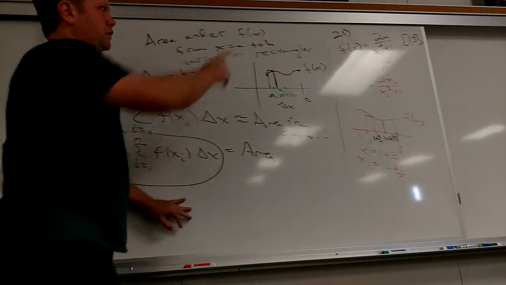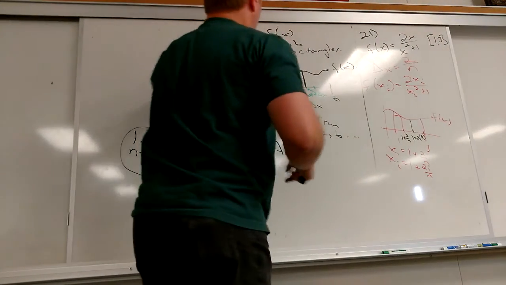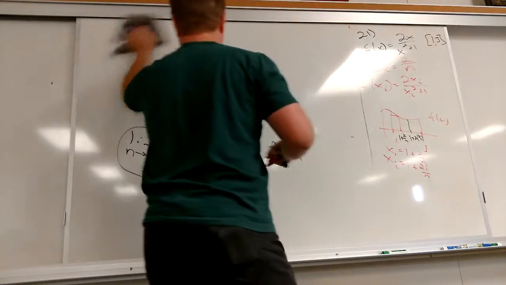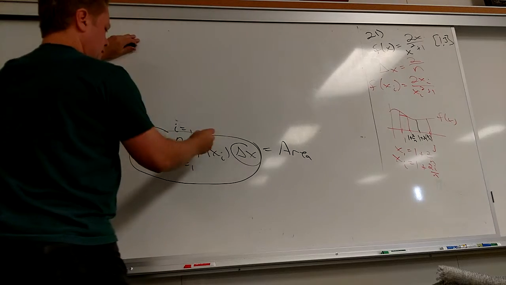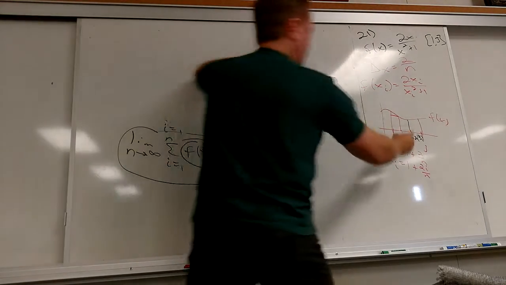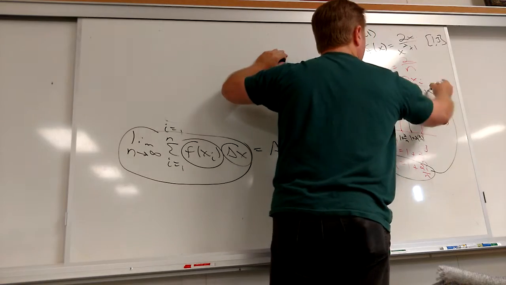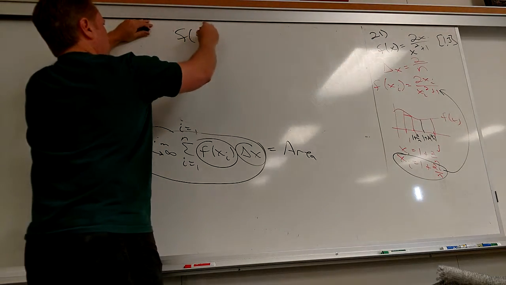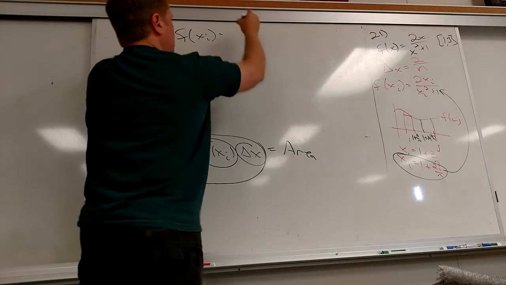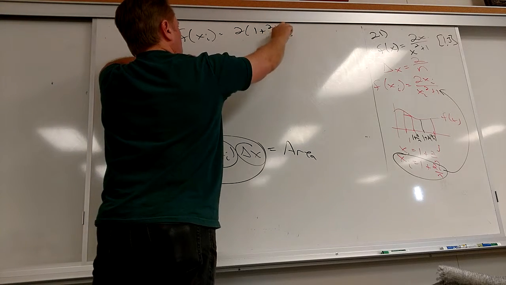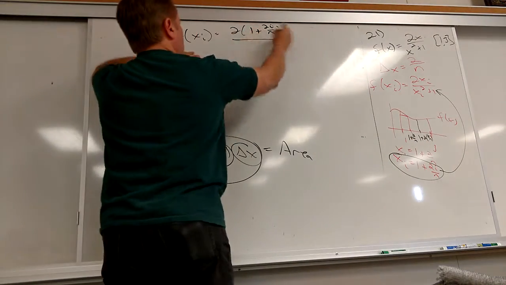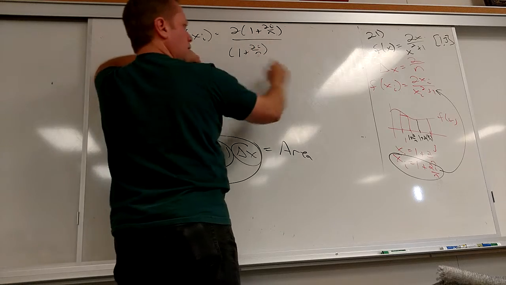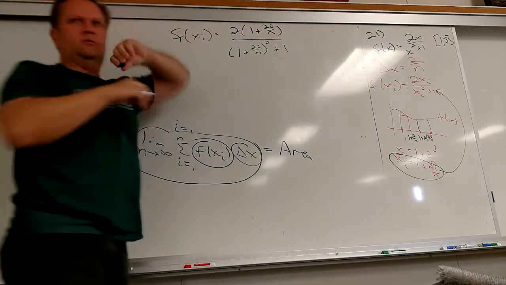So for this problem, let's put this all together. Let's see, do I have all my pieces? I have delta x, check. I have f of xi, I will in a minute, because now I know what xi is. So what is f of xi? It's going to be twice that. Twice xi divided by xi squared plus 1. Okay, stop.